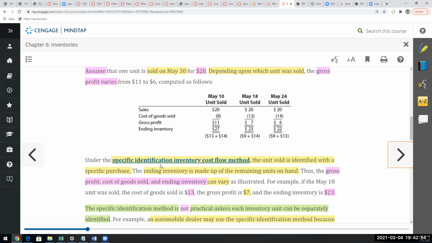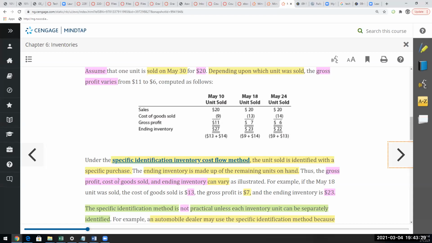For each bolt. Now, again, Home Depot does sell packages or boxes of hardware, so they do track that for sure, because it's already packaged. But when I go to my local Ace Hardware, they just have a drawer full of bolts, and I can pick out 2 or 6, whatever. So anyway, if we have specific identification, each unit that's sold can be identified with a specific purchase. So we know exactly which one was sold, and the ending inventory is made up of whatever's left on hand, so it's easy.